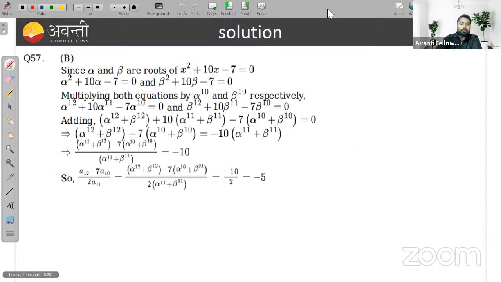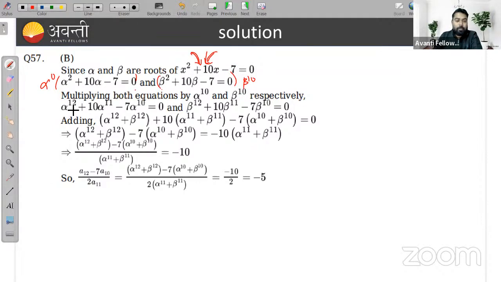Okay, let's solve. See, alpha and beta are the roots of this equation. That means alpha will be satisfying this equation and also beta is satisfying. So after putting alpha, we are getting alpha square plus 10 alpha minus 7 is equal to 0. And after putting beta, we are getting beta square plus 10 beta minus 7 is equal to 0. If you multiply alpha to the power 10 and beta to the power 10 respectively to both the equations, what will happen?